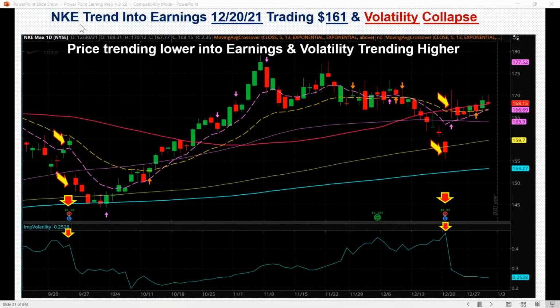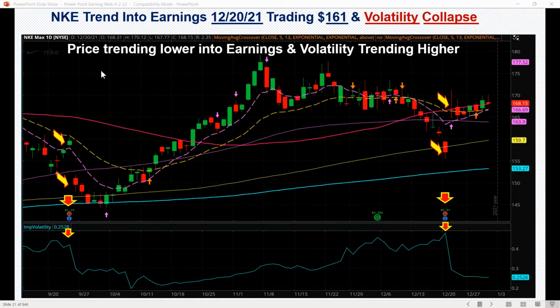Here's another example. Here's Nike heading into its earnings, which were on the 20th of December. You can see in this example that price was trending lower, but look at the implied volatility, it's trending higher. So that's one opportunity, that post-trend trade down, and then that volatility crush.